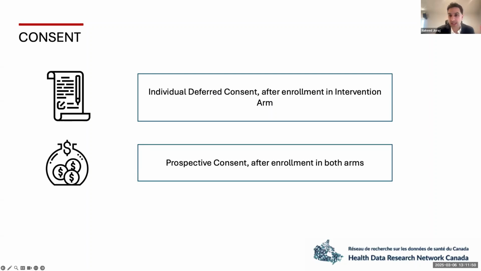For the trial itself, for the main trial, patients in the intervention arm had individual deferred consent after enrollment in the trial. For the cost effectiveness analysis, we engaged in prospective consent in both arms. So it didn't matter if you're in the control or intervention arm, we asked for your consent to participate in the cost effectiveness analysis.